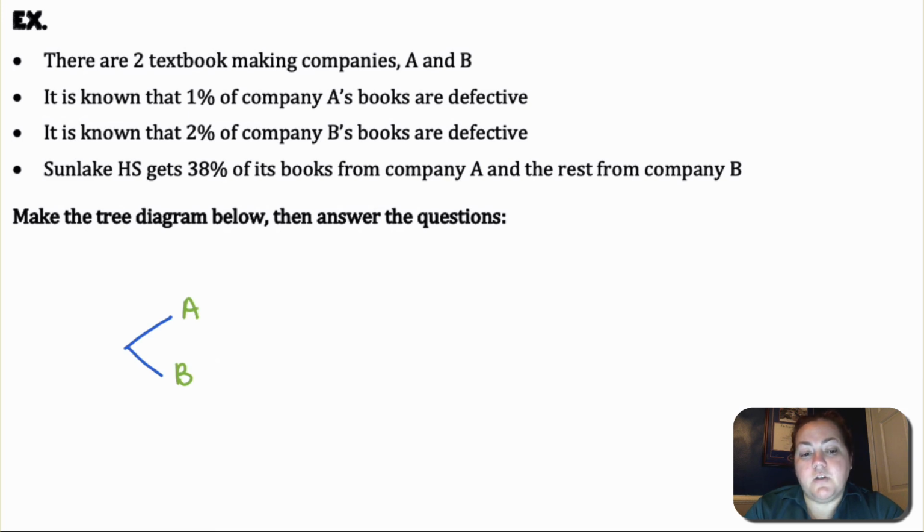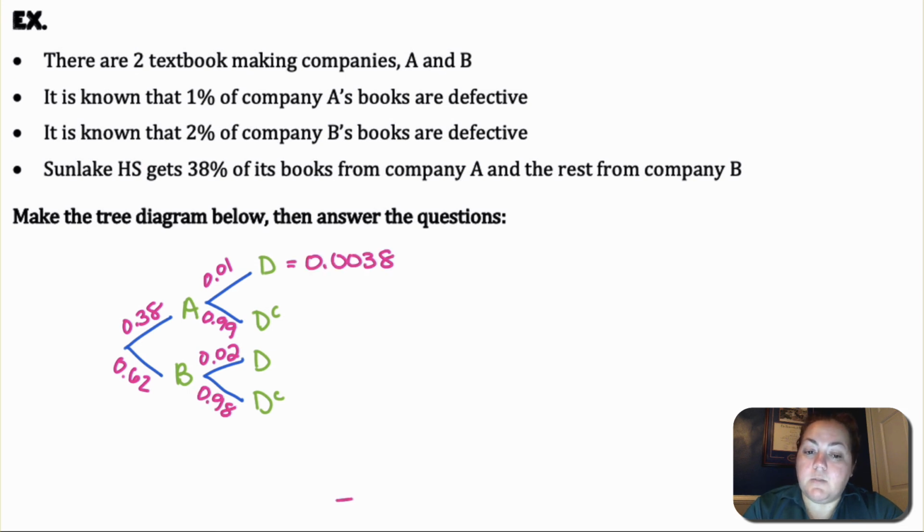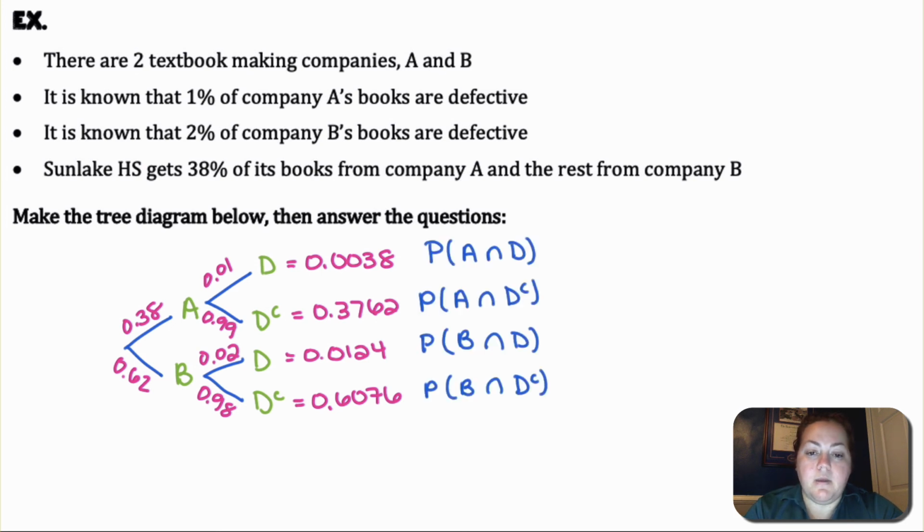All right, so I'm either going to order books from company A or B. They're either going to be defective or not defective. So again, that little C as the exponent means not that. It's the complement. All right, so we get 38% of our books from company A, which means 62% come from company B. From company A, 1% of the books are defective, so 99% are not. Company B, 2% are defective, so 98% are not. I'm going to multiply across my branches, and I get these probabilities. So the probability it comes from company A and it's defective is 0.38%, and so on.